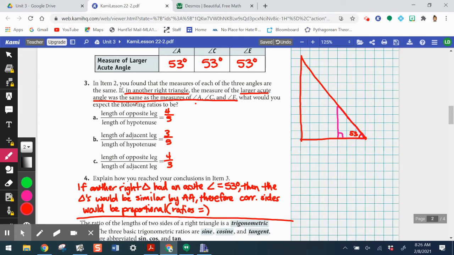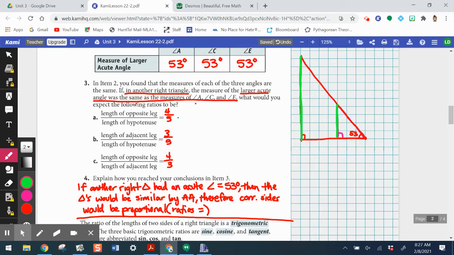Still would have that 53 degree angle because, again, dilations don't change angle measures, so we would still have similar triangles. And the opposite leg to that 53 degree angle from the small triangle would be proportional to the opposite leg of the larger triangle because it's still opposite of that 53 degree angle. So item 4 will help explain why these ratios are equal.